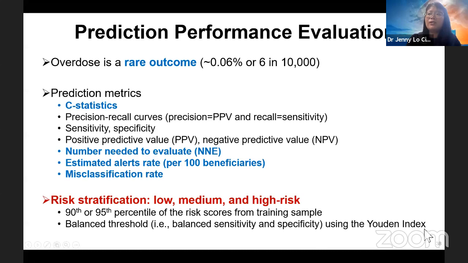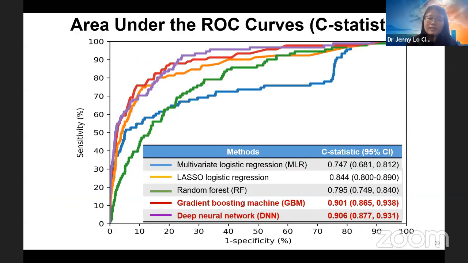Or you can use a Youden index type of approach to identify the balance between sensitivity and specificity. The problem with prediction is that when you increase the sensitivity, you reduce the specificity. It's like a balloon effect. You squeeze one end and the other end gets bigger. So you want to have a balance. The Youden index is a type of approach to identify the balance between sensitivity and specificity.